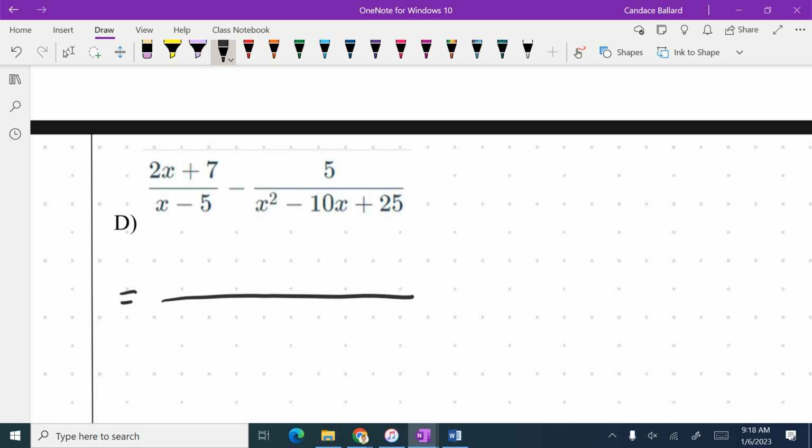Okay, let's check our LCD. What kind of factoring did we have to do in that second denominator? Good. 2 numbers that multiplied to 25 and added to negative 10. So we've got x minus 5 times x minus 5. Doesn't it feel good to be confident about that? It feels good to be right all the time on those, right? That's why we work so hard on them first semester.